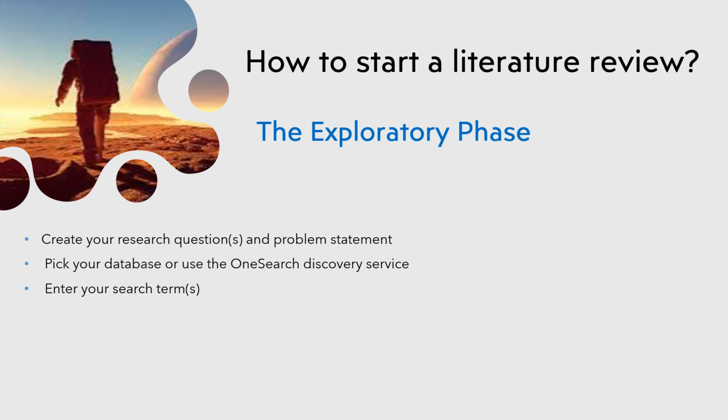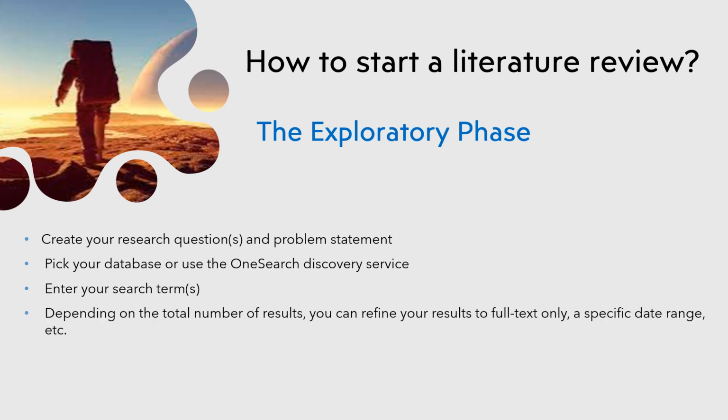With whatever platform you choose to use, you'll enter your search term or terms. You can start with a keyword search and move to a more specific subject search if you have too many results or results that are not relevant. Depending on the total number of results you have, you can then refine them to search only full text, to look for things published within a certain date range, and other limiters.